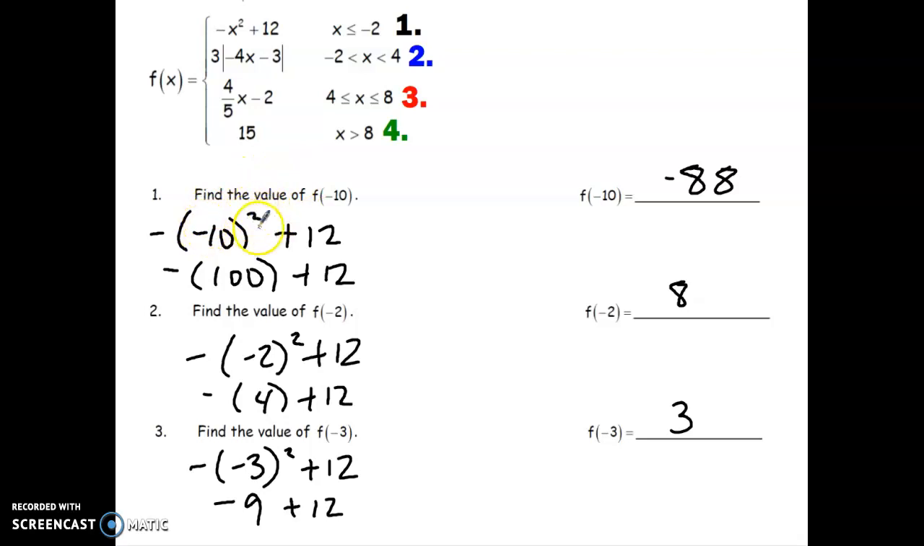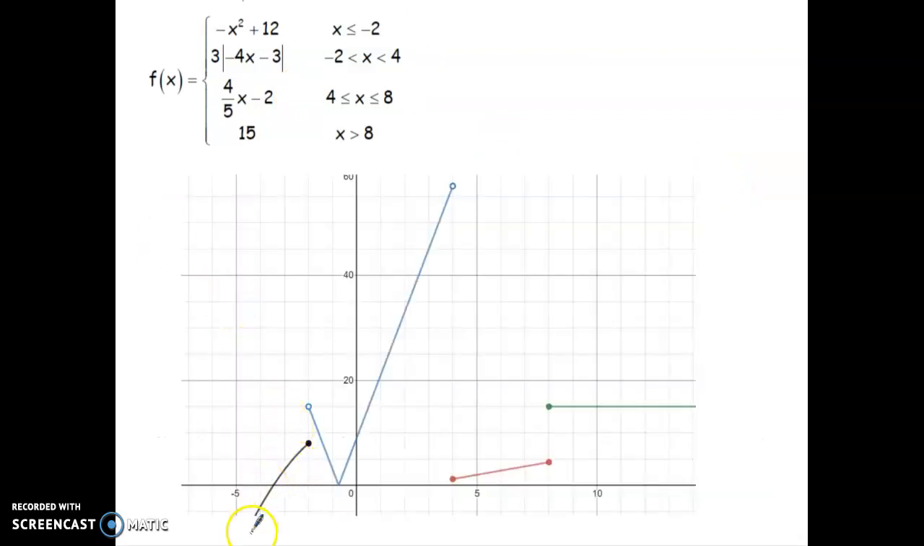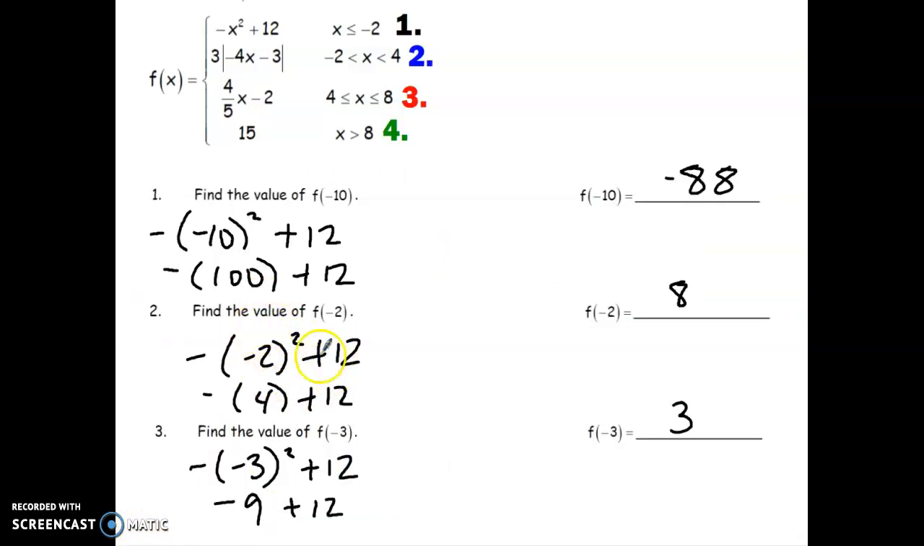Now remember, order of operations, we have to do exponents before we multiply. So you do not cancel those 2 negatives into a positive. You have to do the exponent. -10 squared is +100, and then make your answer negative. So -100 plus 12, -88. All right, and I did not go far enough on my graph, but you can see that my graph is heading down right here. And if I kept going, I would eventually get to -88 by the time I got to -10.